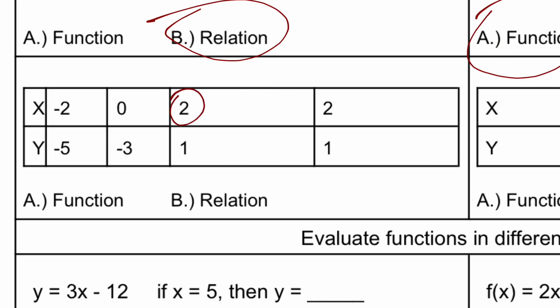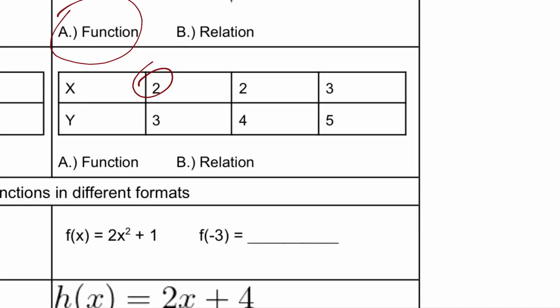If we look, the only repeating x values have the same y values, so this is a function. Here we can see that we have the same x value with different y values. That breaks the rules. This is not a function, this is a relation.